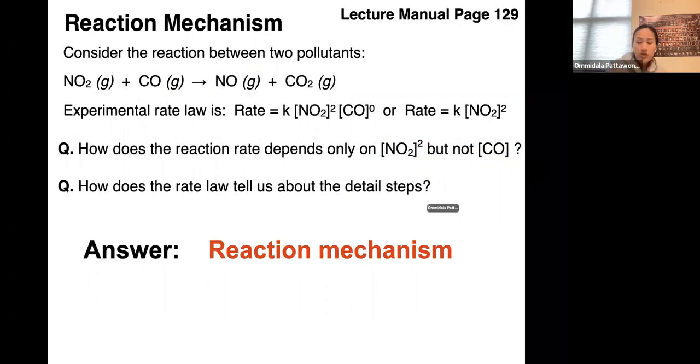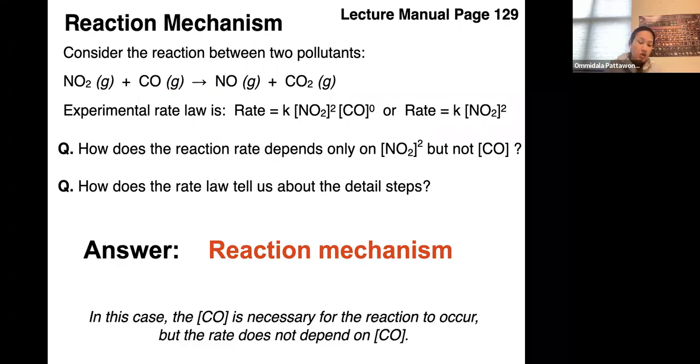In order to get into reaction mechanism, there are things you will need to understand first. Even though the rate doesn't depend on the concentration of carbon monoxide, note that carbon monoxide is necessary for the reaction to occur. Without carbon monoxide, you are not going to end up producing carbon dioxide. So in this case, carbon monoxide is necessary for the reaction, but the rate does not depend on its concentration.